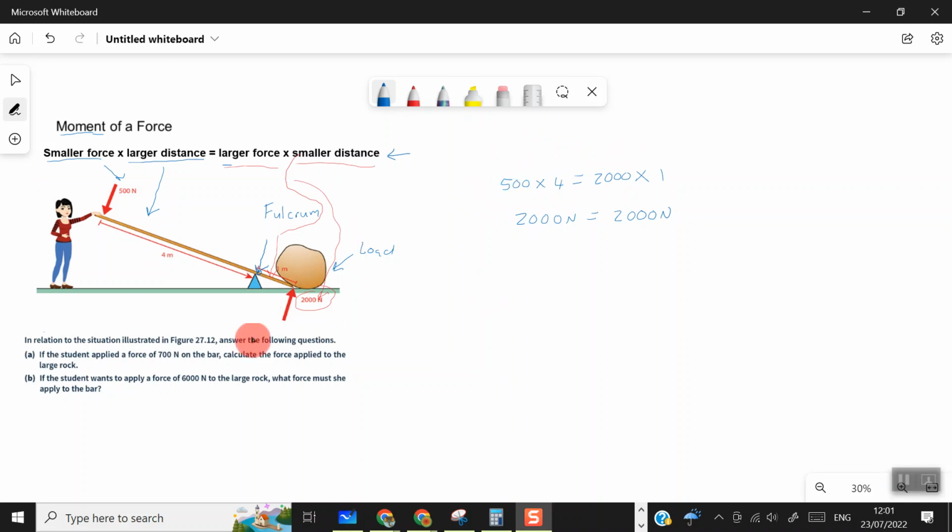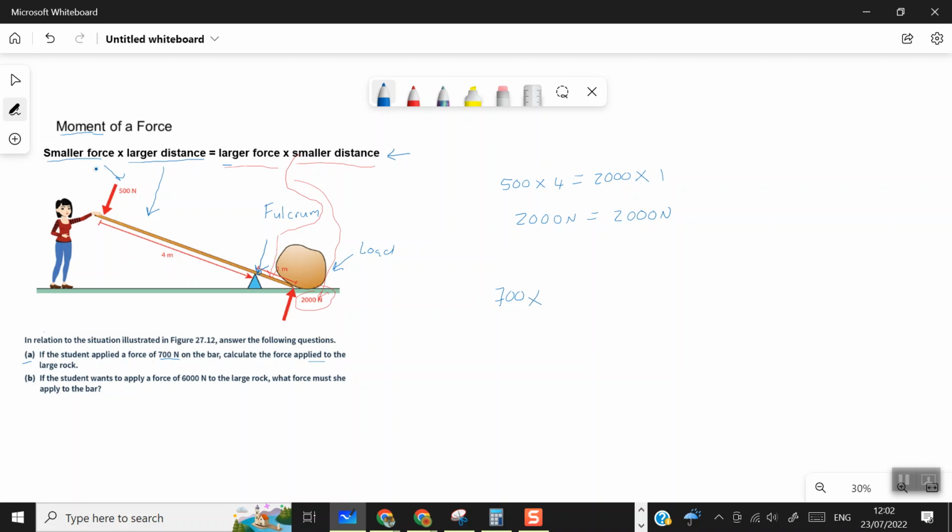So let's have a look at some other types of questions that you could be asked around moments of a force and around levers. If we take this question here, part A: in relation to the situation illustrated here, answer the following questions. If the student applied a force of 700 newtons on the bar, calculate the force applied at the rock. Again we use this formula here. Instead of applying 500 newtons, we are going to apply 700 newtons.